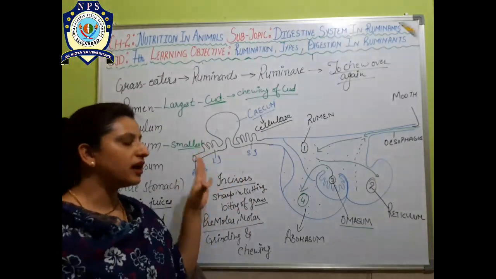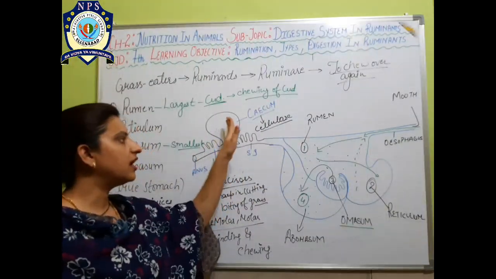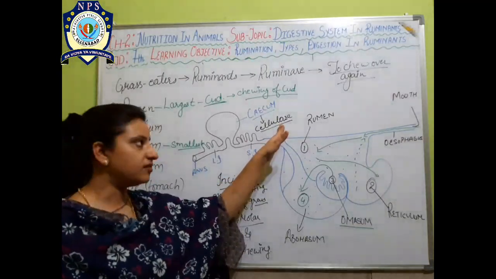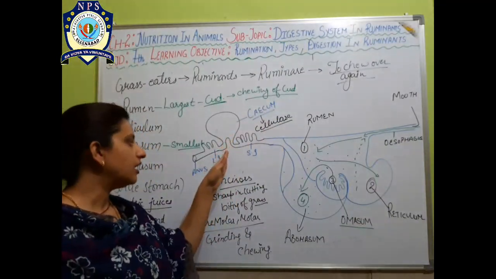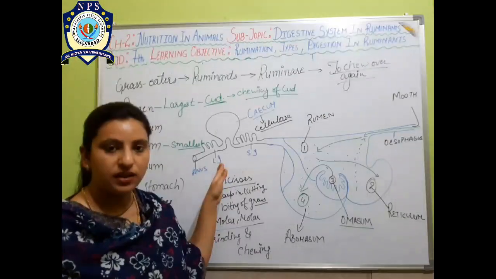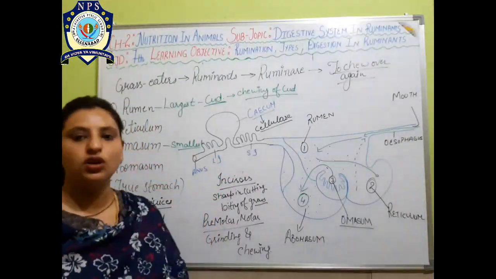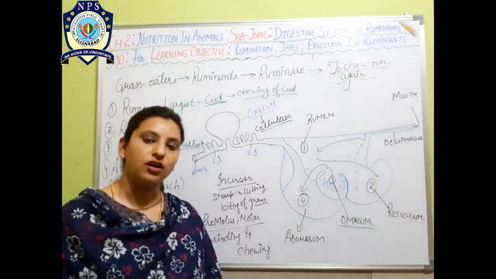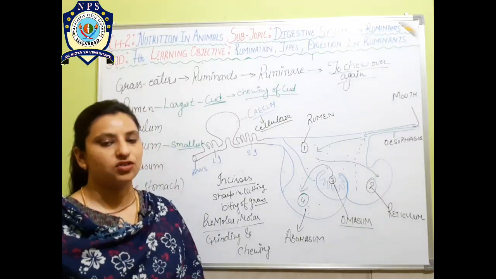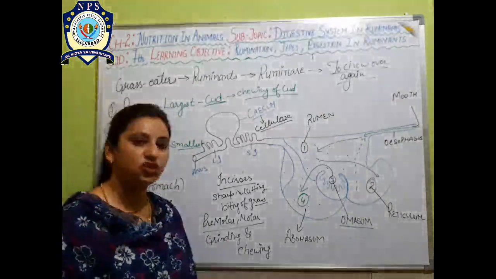Again the cellulose part is there, which is digested with the help of cellulase, which is present in the cecum, and then again the water and the nutrients are absorbed, and finally the undigested food will come out of the body of the animal through the anus. So this is all about digestion in ruminants.